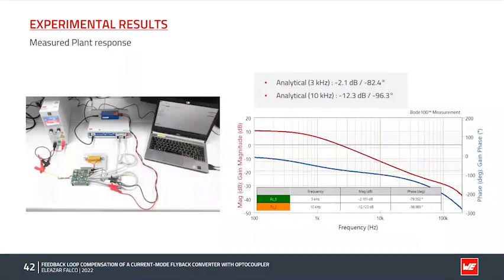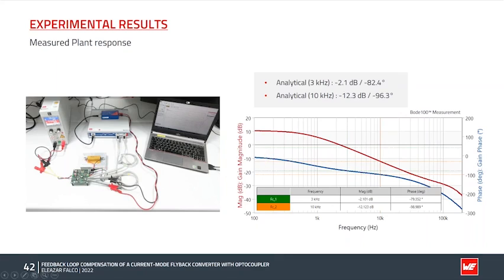We start by measuring the plant or control to output frequency response. It was used again, the Bode 100, with its injection transformer B-WIT 100 for the measurement. We also used a 4.7 ohm load resistor, which will be drawing around 2.55 amps. And we have here the result for full load and minimum input voltage, 36 volts.